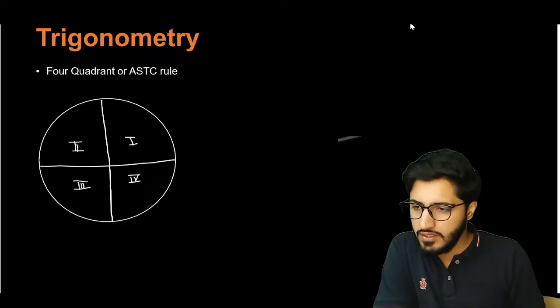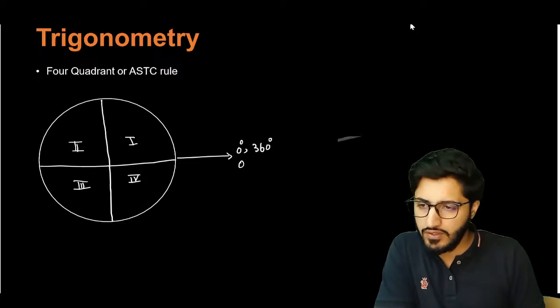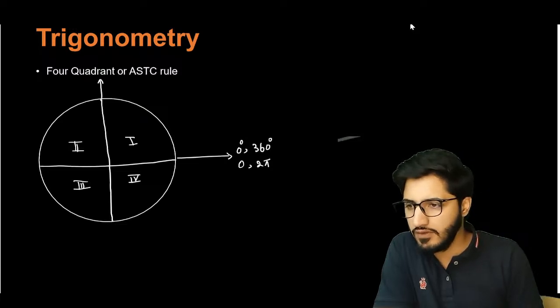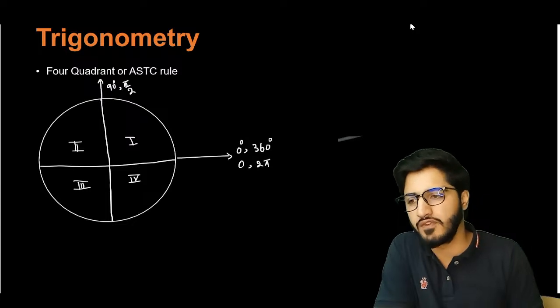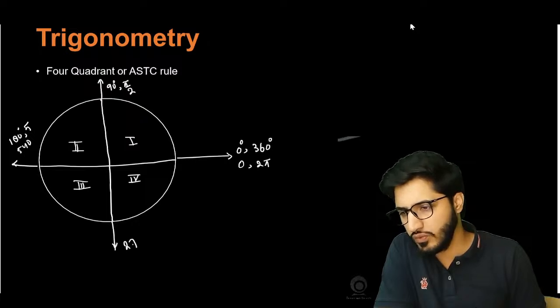Okay, now this line gives you 0 degree or 360 degree. In radian, this will give you 0 radian or 2 pi radian. This line will give you 90 degree or pi by 2 or 450 like this. This line will represent 180 degree or pi or 540. This line will represent 270 or 3 pi by 2.